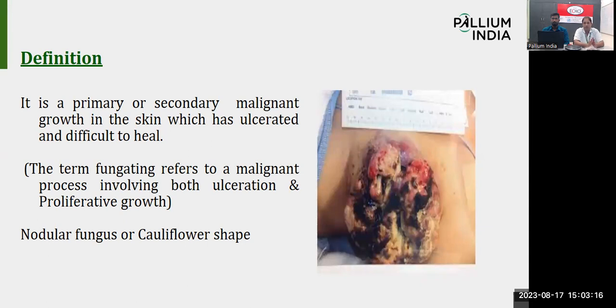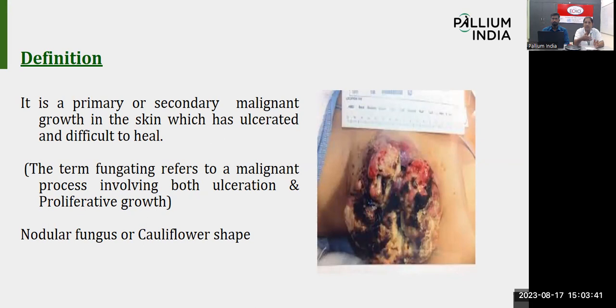So the general idea, what is a fungating wound? It is a type of cancer wound, in which it is a primary or secondary malignant growth in the skin which has ulcerated and is difficult to heal. Okay, so the primary and the secondary malignant growth means initially there will be a small nodular type, and then after that it will be progressing, right?